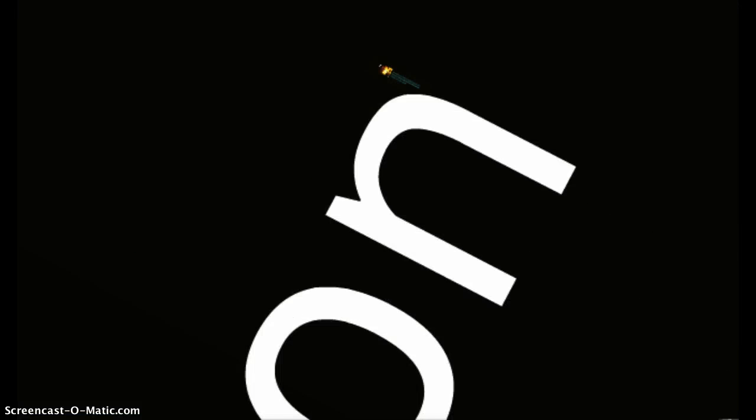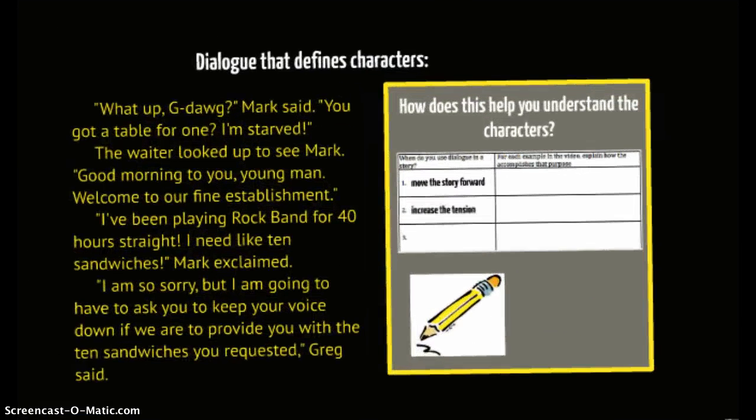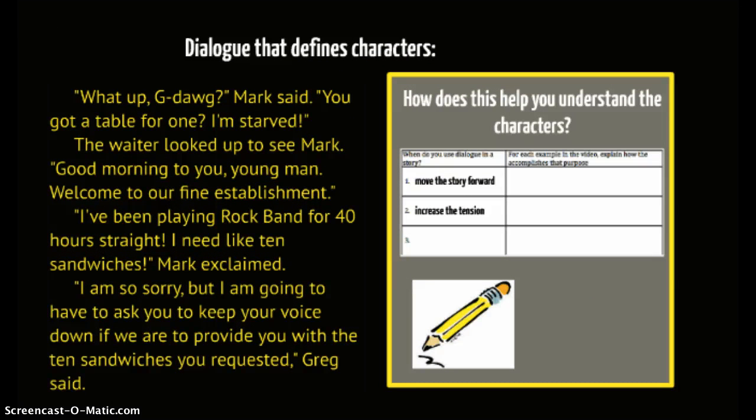Okay, the next one. The number 3 is dialogue that helps define the character, so that as you read what the characters have to say, their word choice, what they say, all those things can tell you something about the characters. So listen to this one.